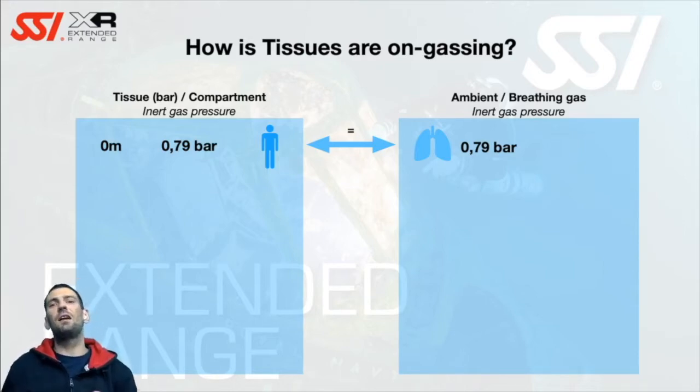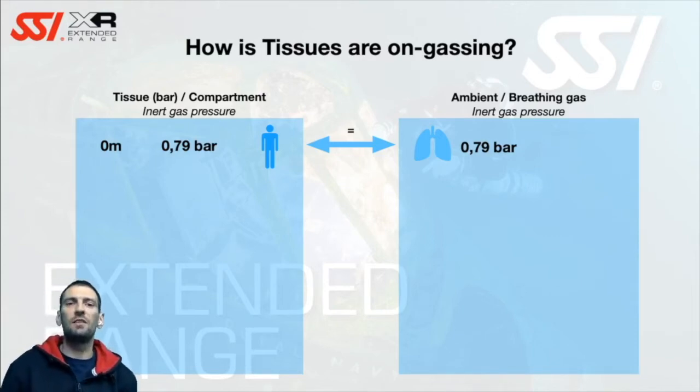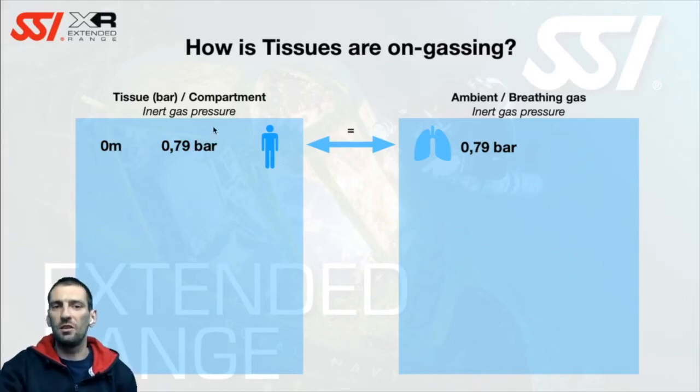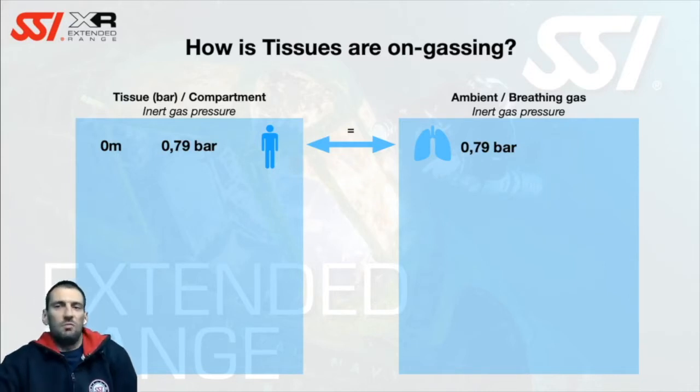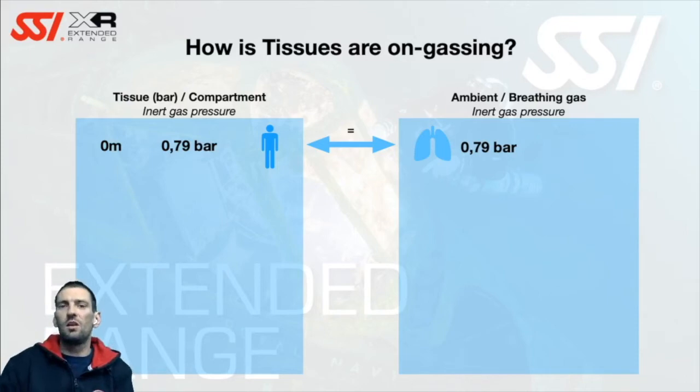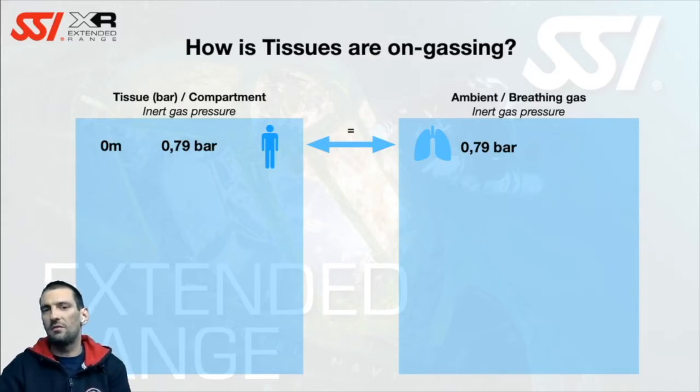Okay, so if you are right now on the surface, and let's assume that nobody was diving for the last 2-3 days, we are completely off gas, which means we equalized the pressure of nitrogen with the ambient pressure. So the pressure of the nitrogen in our body is 0.79, and also the pressure of the gas we are breathing, so also the ambient pressure, is 0.79, because as we know from the nitrox classes, this is the partial pressure of the nitrogen in air at the surface. The point where the gas can travel inside or outside is actually our lungs, our alveoli, where the diffusion of the gas takes place.